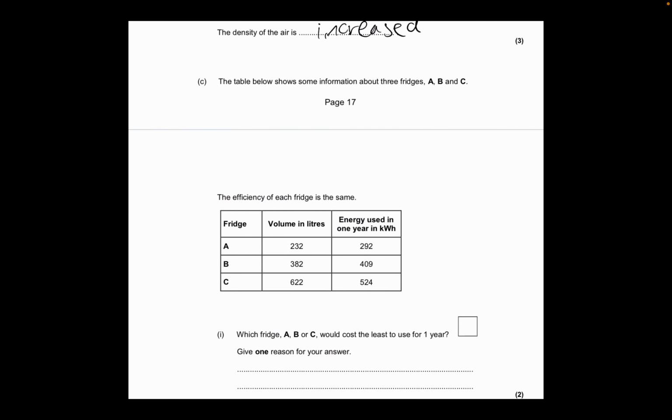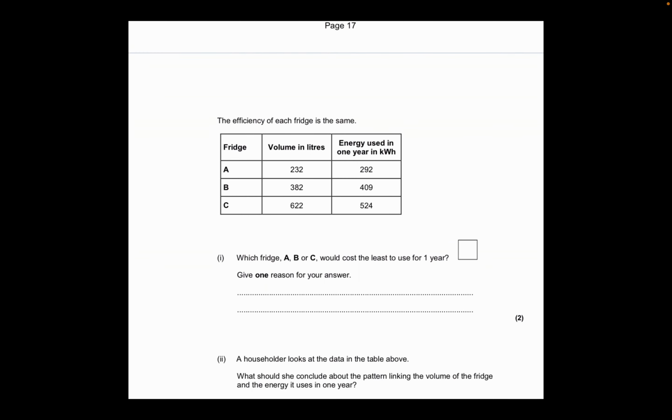Now, the table shows some information about 3 fridges, A, B, C, and which fridge would cost the least to use for 1 year. So you can see that the volume in liters is increasing as it goes from fridge A to fridge C, and the amount of energy used in 1 year also increases. So fridge A is going to be costing the least to use for 1 year. The reason is because it has a low volume in liters, and it has the least amount of energy used in 1 year, unlike the other fridges. So you can say that fridge A uses least energy in 1 year. So that's going to be about 2 marks.